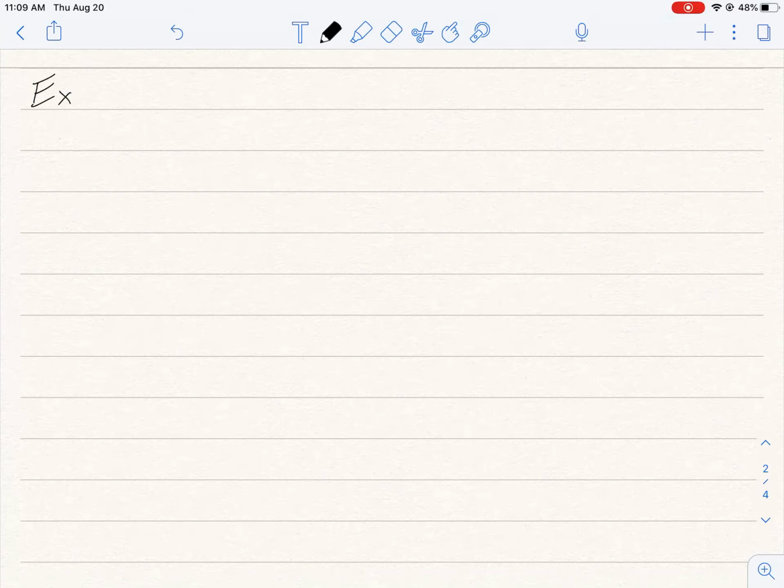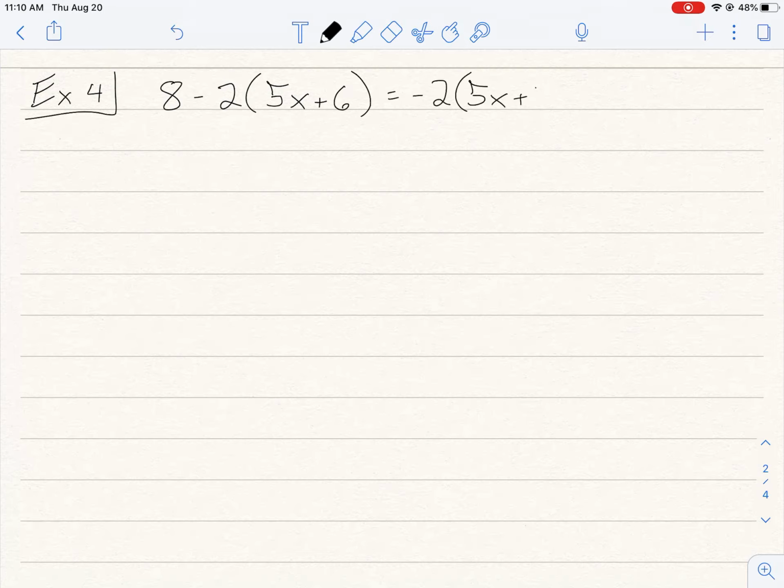Example 4. Let's have 8 minus 2 parentheses 5x plus 6 equals negative 2 parentheses 5x plus 2. So pause the video here, solve this, and then when you're done, press play and see if I get the same answer.